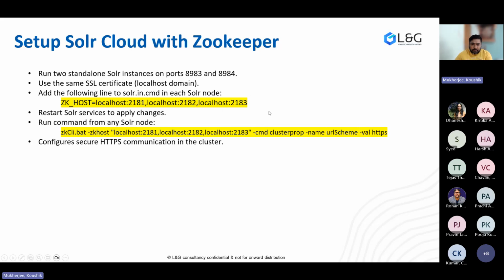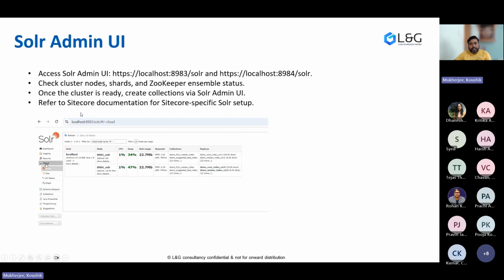Then after you have done the configuration, you need to restart the Solr service and you need to run this from any of the Solr nodes, this one. It will check whether the connectivity between Solr and Zookeeper using HTTPS communication is working properly or not, using this command. Once that is done, if you open your Solr admin using any of the ports, you can see this screen over there.